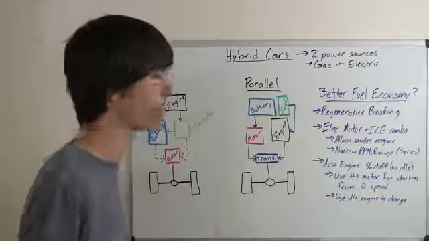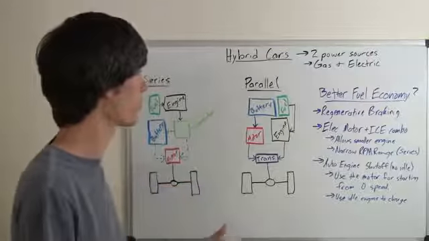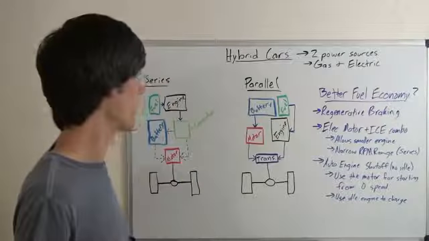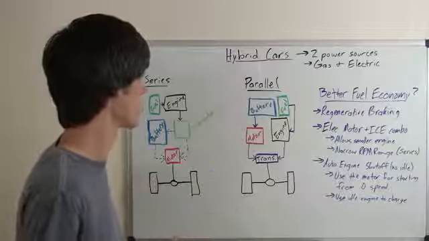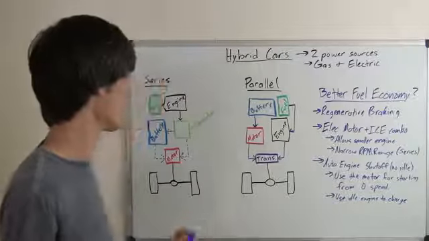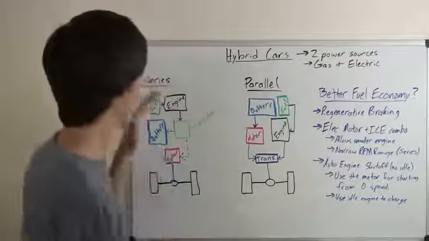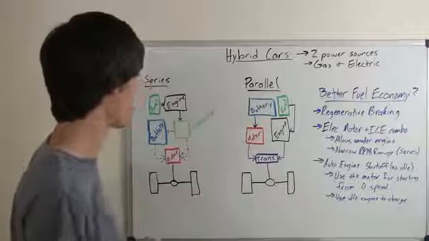There are many ways you could have a hybrid car, and in this example I'm just going to be explaining two types of gas and electric hybrid vehicle types. And the same principles could be applied to an electric and diesel, for example. So the two fundamental types of hybrids are a series hybrid and a parallel hybrid.